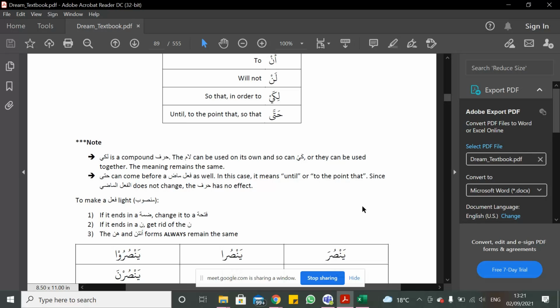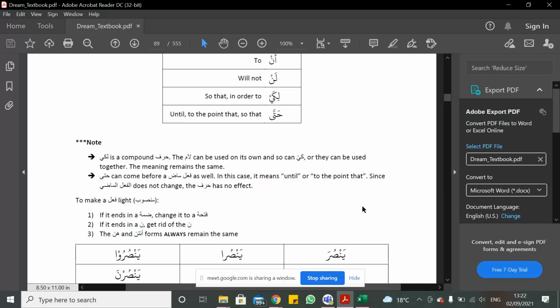Now please read the second part. Hatta can come before fi'l madi as well. In this case, it means until or to the point that. The fi'l al-madi does not change; the harf has no effect.